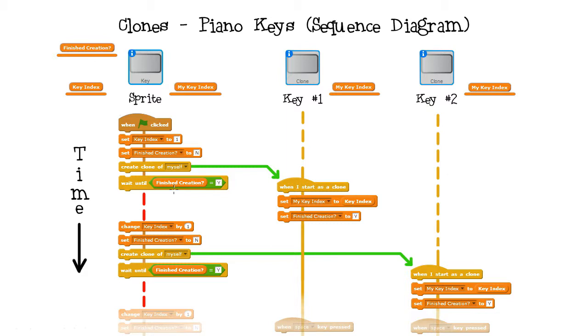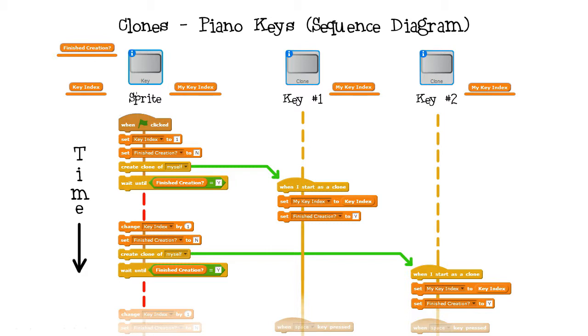The sprite will use the global variable key index to indicate which key is being created. This sprite will have my key index that is visible only to the sprite and available for the sprite and each of the clones. Just as each sprite and clone have a position on the stage, each sprite and clone will have their own copy of my key index. Each clone is separate and unique from each other, including the sprite. That's a lot of words.